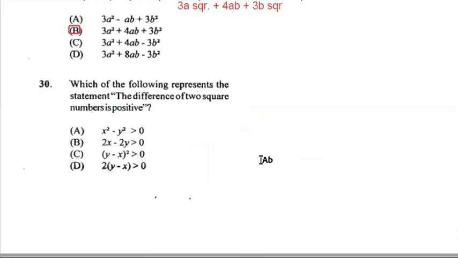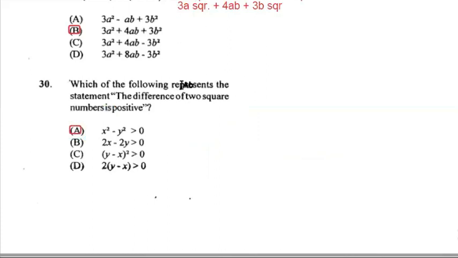Question 30. Which of the following represents the statement the difference of two squared numbers is? So remember, the difference of two squared numbers is a squared number subtracted from another squared number, and the only one that represents this clearly is A, which is x squared minus y squared.